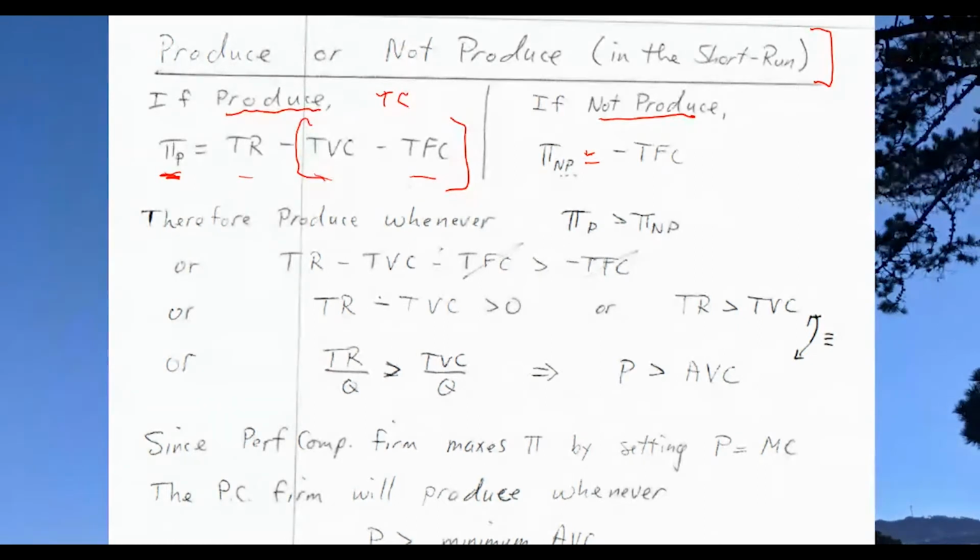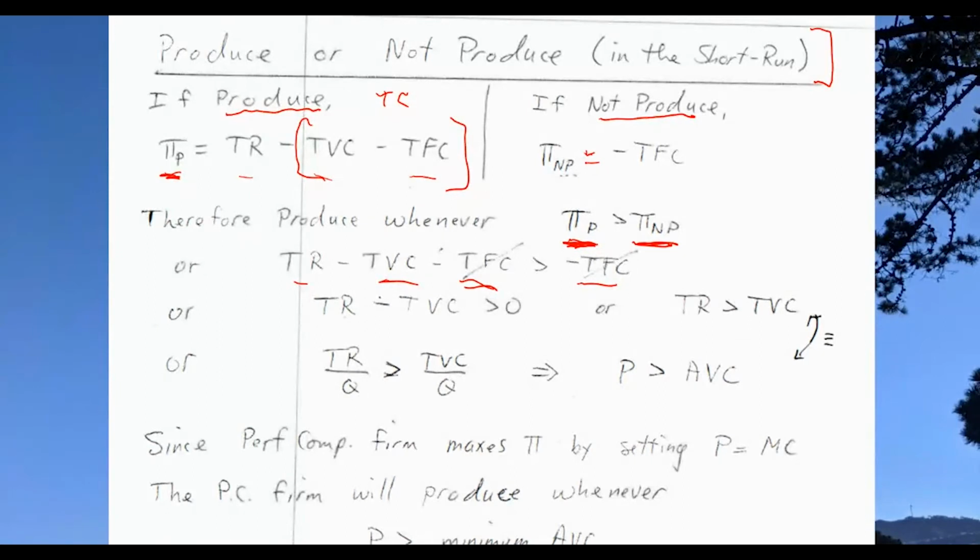So let's do a comparison. You're going to produce whenever the profits that you make when producing are going to be greater than the profits you make when you're not producing. All right, so let's plug in the values here. Profits when producing, total revenue minus total variable cost minus total fixed cost here. And that's got to be greater than the negative of the total fixed cost. You're going to lose money, in other words, if you don't produce. This is the amount minus TFC if you drop your output to 0.